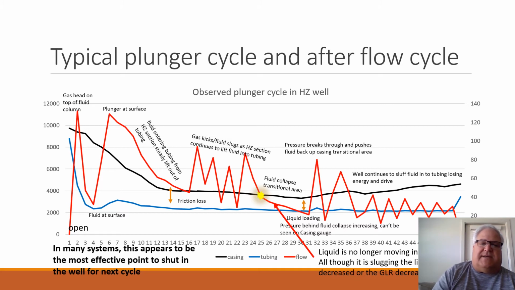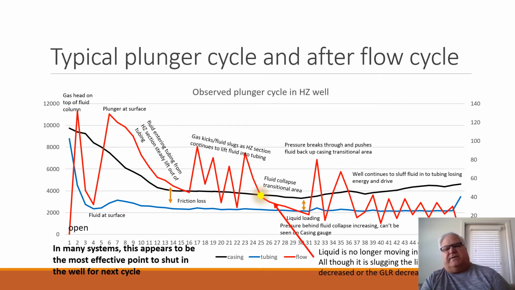You bring it on, you get a high initial flow rate. As the plunger is lifting the fluid, it drops off, and then fluid hits surface, and it slowly unloads, and then the plunger's at surface, and then you get a period of time where you'll typically get a fairly liquid-free shot of gas. And then normally, in a vertical well, we would shut that in and repeat the cycle.